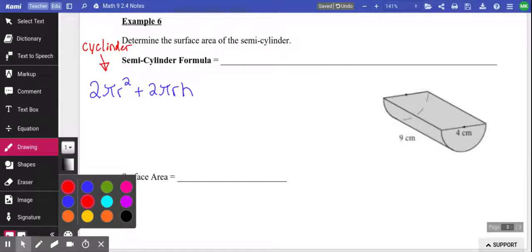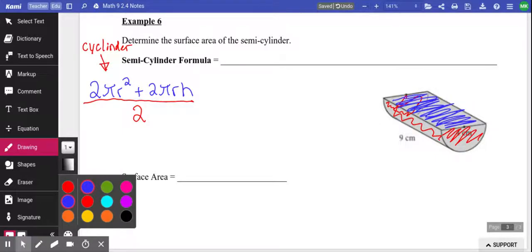If we wanted half a cylinder, then we would divide that by 2. Now, that would cover the circle part in the back, and also cover the label all the way around. But what it wouldn't cover is this top layer, which we would still have to figure out.